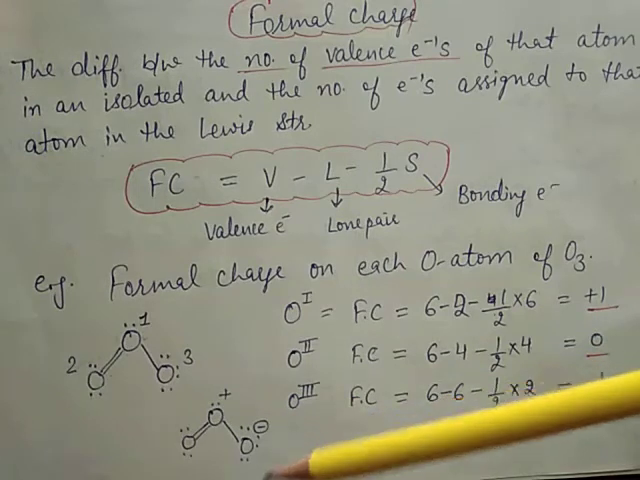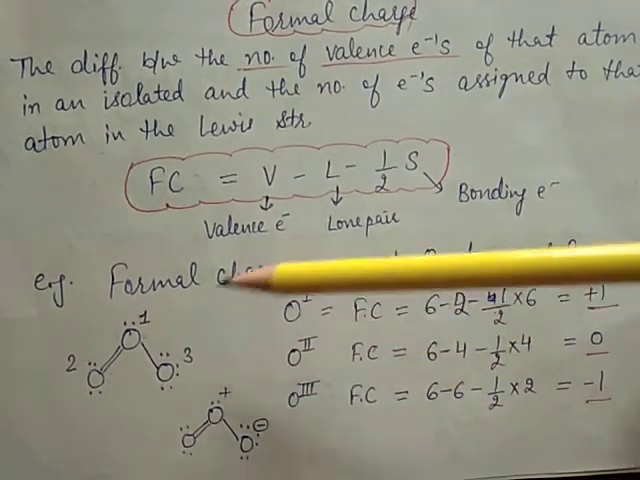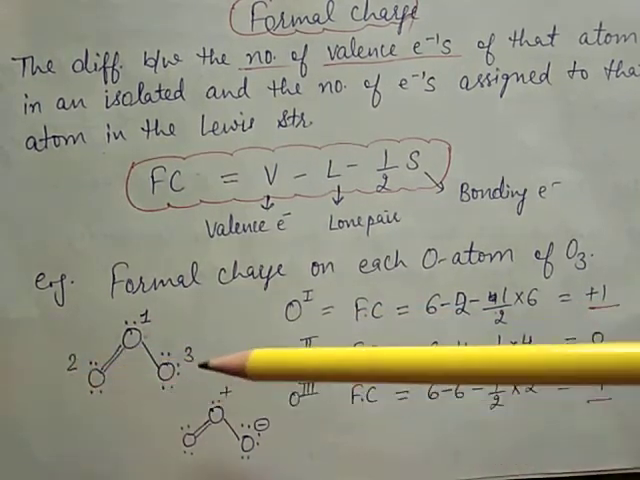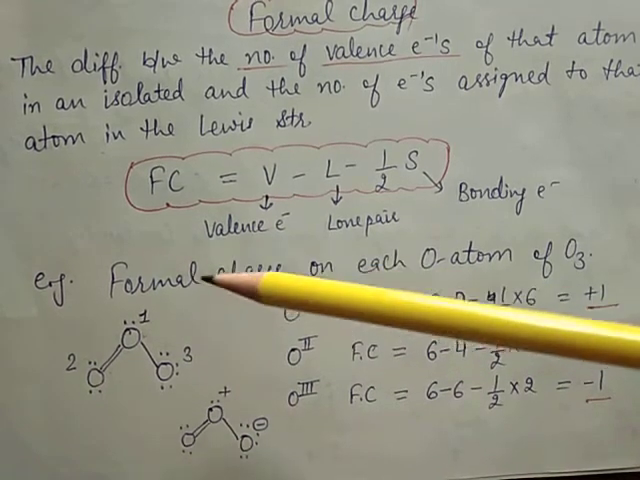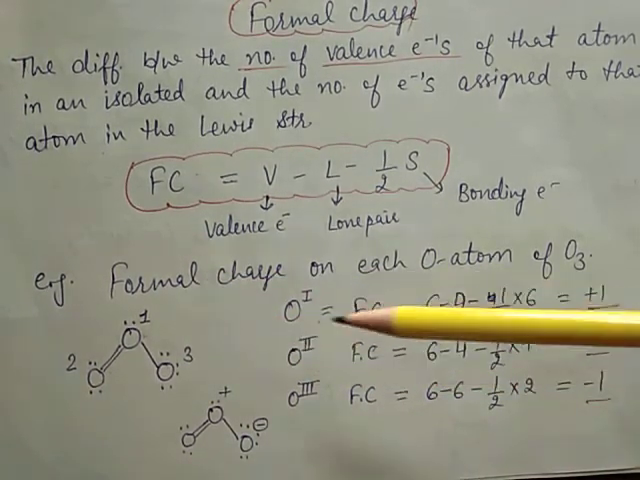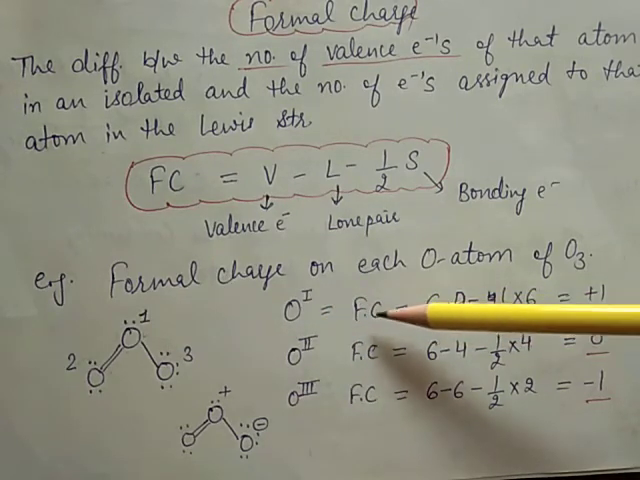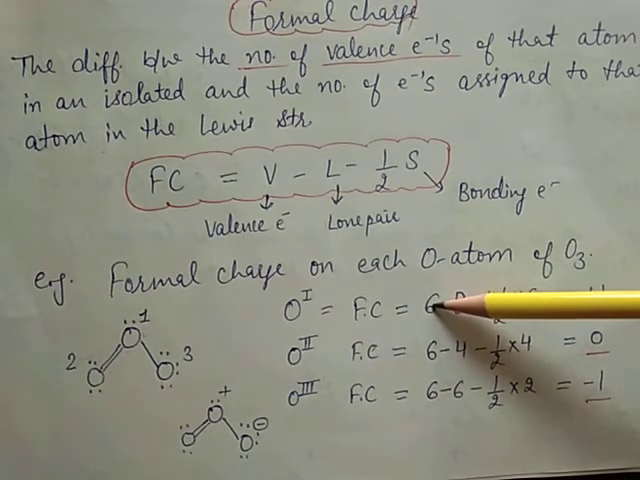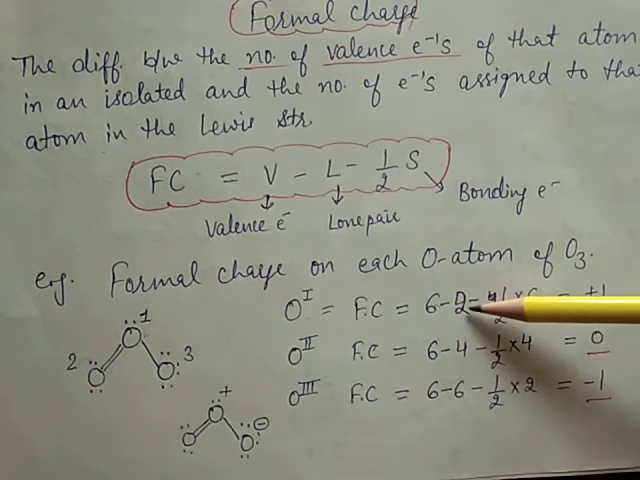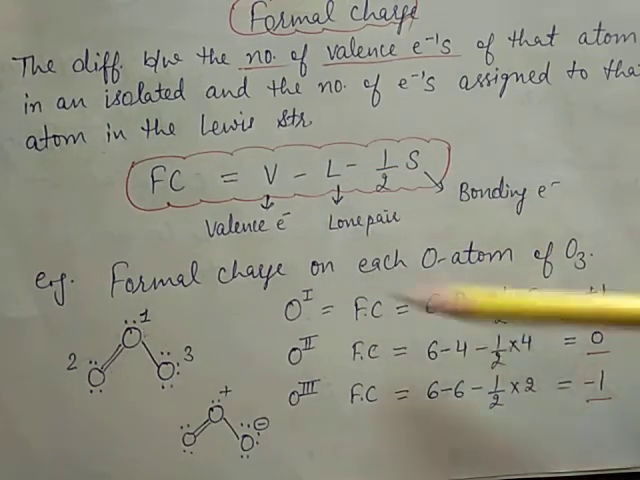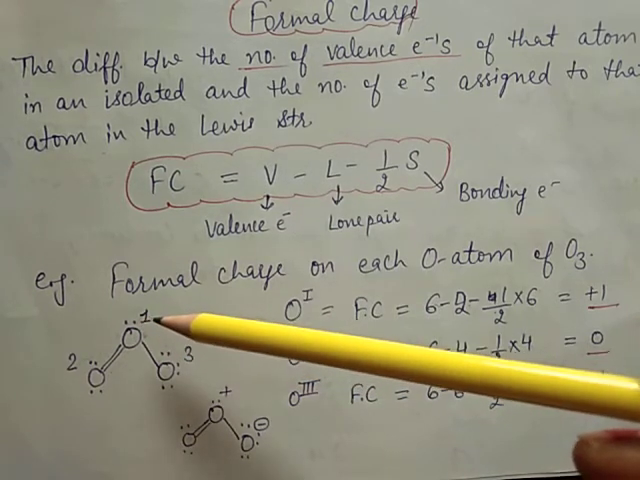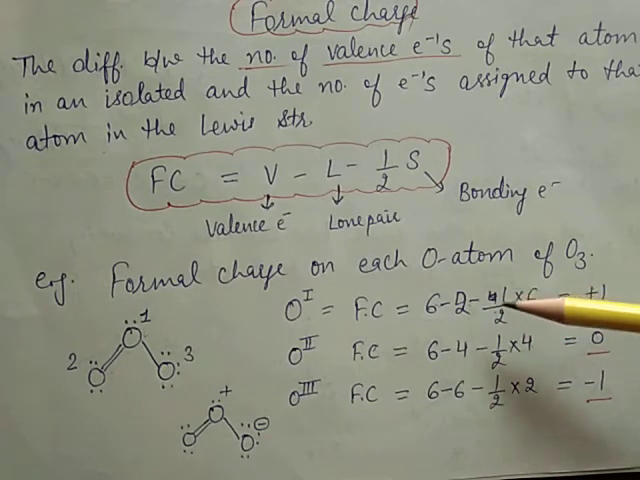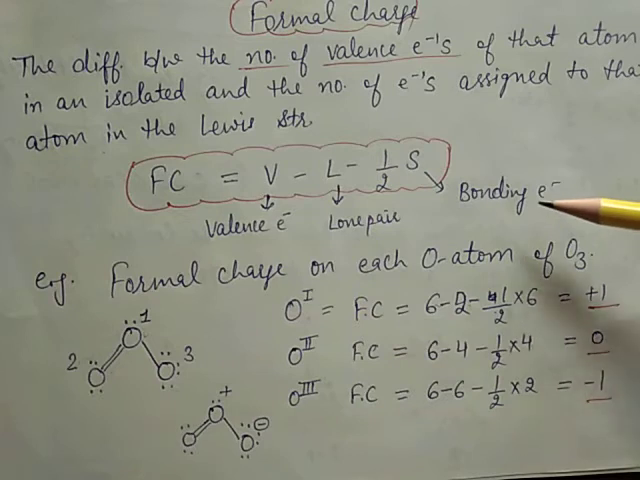So in this case, suppose this is oxygen number 1, this is oxygen number 2, this is oxygen number 3. So we have to calculate the formal charge on each oxygen atom. First, the formal charge on the first oxygen atom. Here the total number of valence electrons on the oxygen atom is 6, minus how many lone pair electrons are present on this oxygen atom. Because this is the first oxygen atom, 1 and 2, 2 electrons are present, so here we write 2, minus half into the number of bonding electrons.